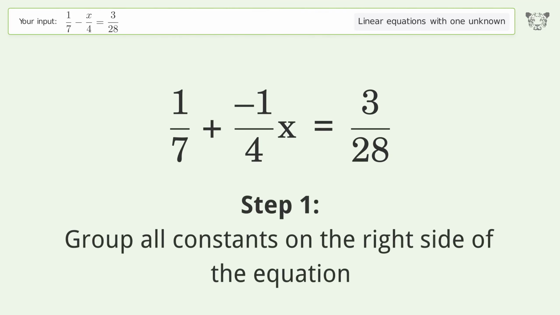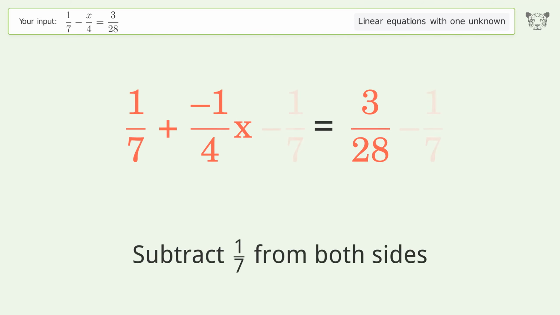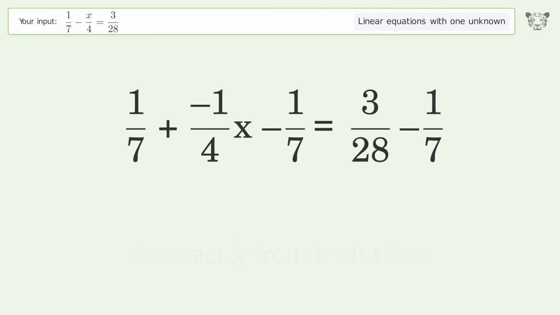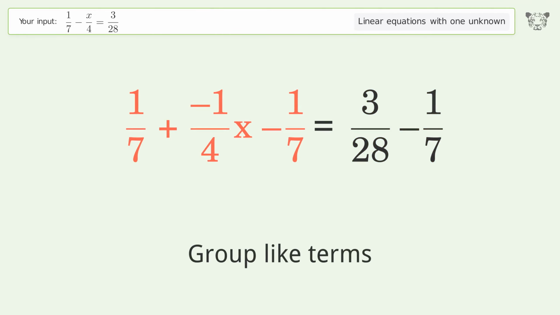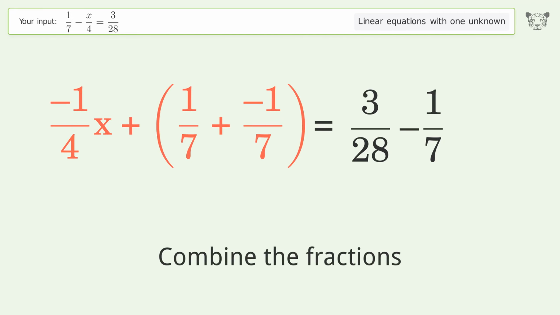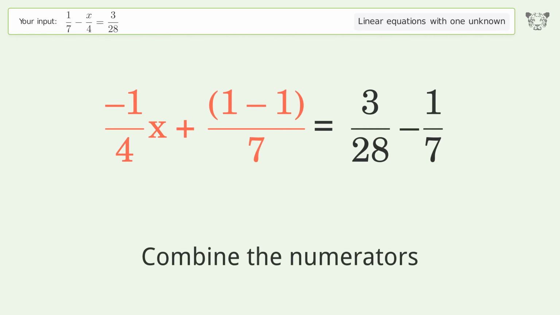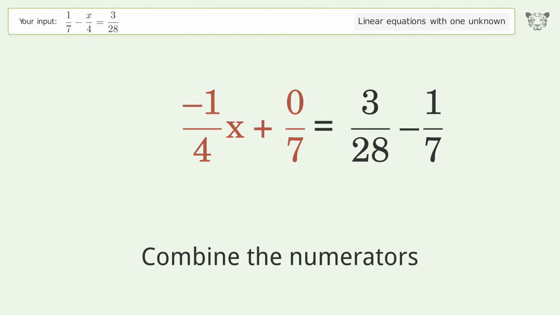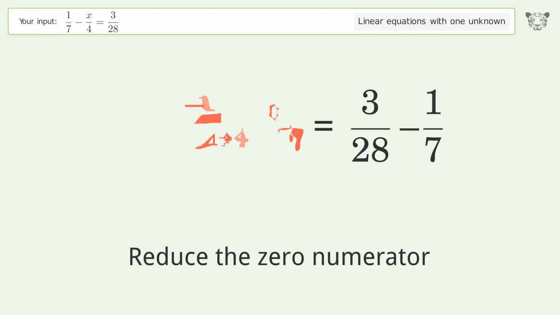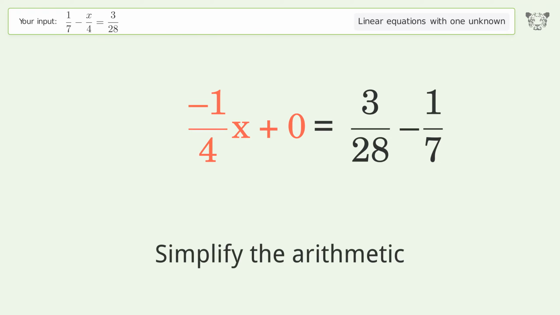Group all constants on the right side of the equation. Subtract 1/7 from both sides. Group like terms. Combine the fractions. Combine the numerators. Reduce the zero numerator. Simplify the arithmetic.